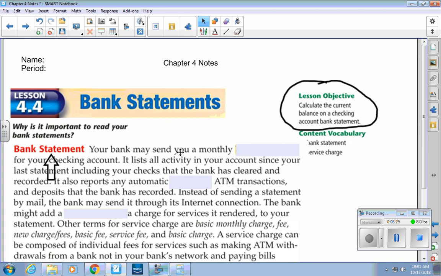So your bank may send you a monthly bank statement. So please write that in. For your checking account, it lists all activity in your account since your last statement, including your checks that the check has cleared and recorded.